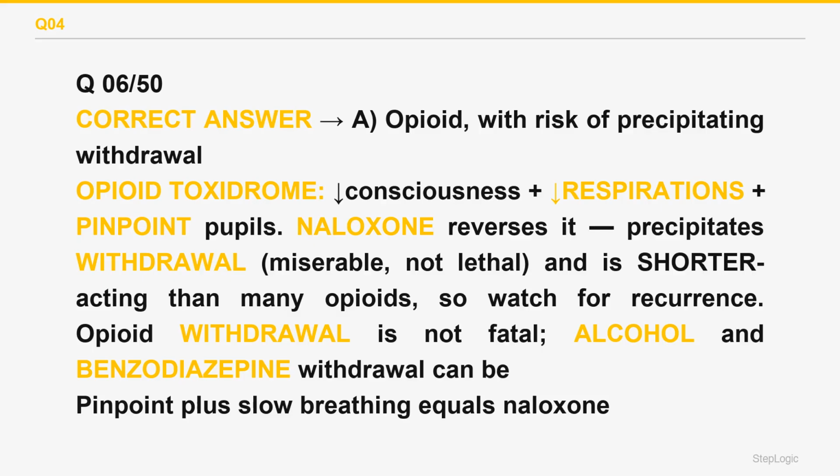The asymmetry between intoxication and withdrawal is a recurring exam theme worth generalizing. For opioids, the intoxication kills and the withdrawal is merely miserable, whereas for alcohol and benzodiazepines, the withdrawal itself can be fatal through seizures and delirium tremens. Note also that meperidine and, in mixed overdoses, co-ingestants can leave pupils mid-sized, so a normal pupil does not exclude opioid toxicity when the respiratory rate is low. If you see pinpoint pupils with hypoventilation, give naloxone and expect withdrawal.